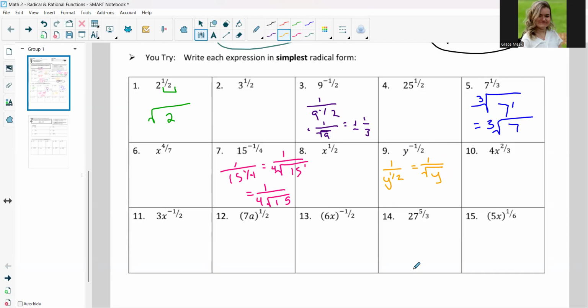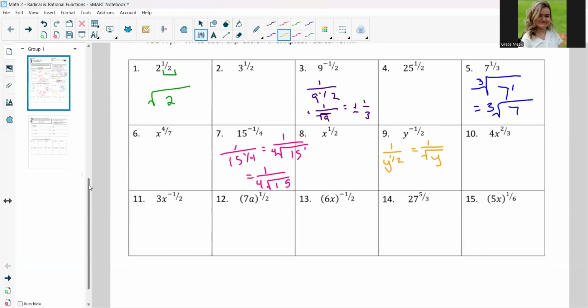Okay, all right, looking at number 11. Again, that negative 1/2 is only on the x, so I'm going to leave the 3 the same. And what I like to do with these is I like to split them up. So I'm going to do 3 times 1/x to the 1/2 equals, and then I can go and multiply 3 over the square root of x. And you're done. You don't have to do anything else.